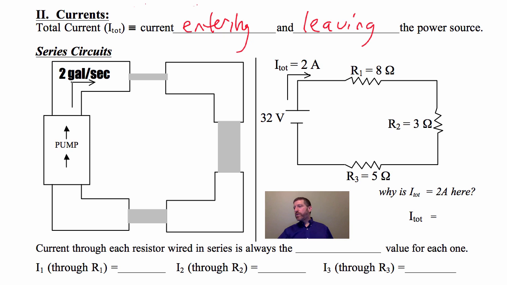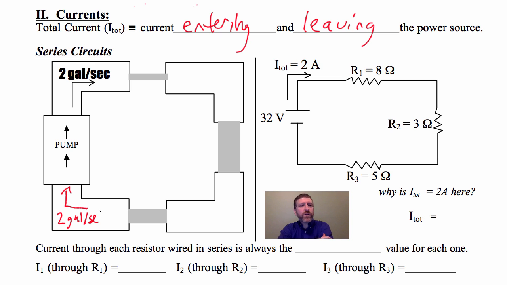For example, 2 gallons per second is leaving this pump right here. That could be termed the total current. So this doesn't get bound with air, we also need 2 gallons per second going in like that, 2 gallons per second of water going in.